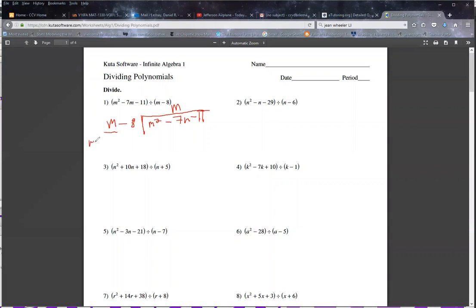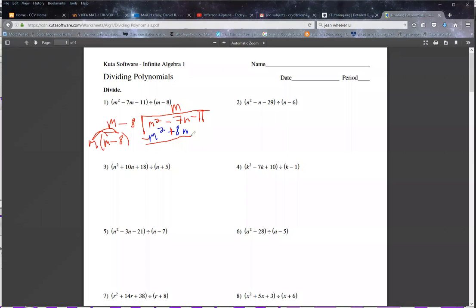And then what we're going to do in our heads, I'll write it down since I'm showing you how to do this, but I'm hoping you get so you can do this in your head. I'm going to distribute that m through. So that's going to give me m squared minus 8m. And then just like with long division with numbers, we're going to subtract these. So subtracting means I change the sign. And then we add like terms.